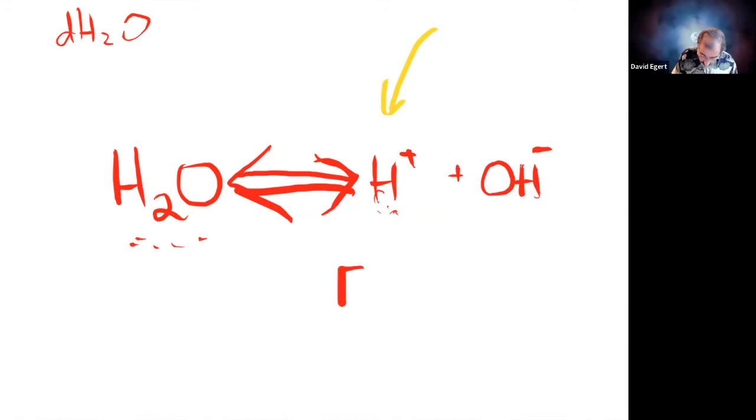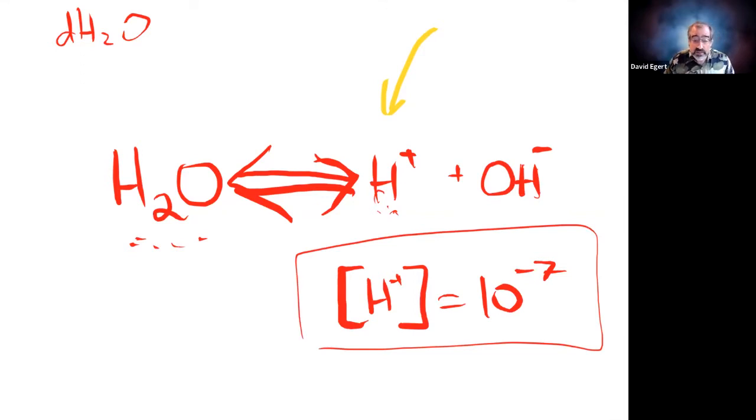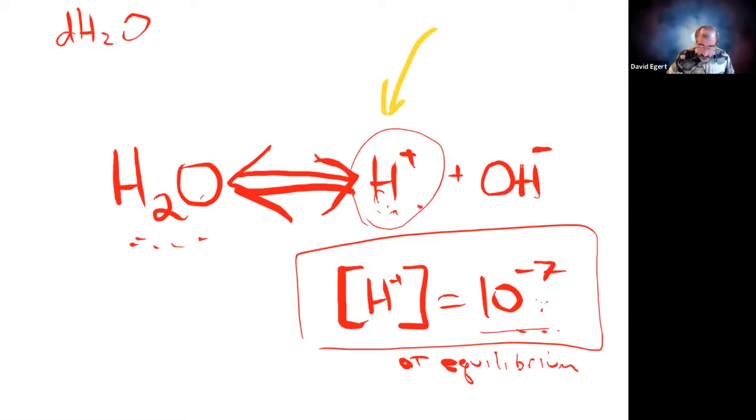So in distilled water, the concentration of H plus is around 10 to the minus 7. So this is just kind of normal water. This is at equilibrium, when water is just sitting there in the glass. Again, this is 1 out of 10 million. So it's very small, but there is a small amount of these that are actually broken apart.